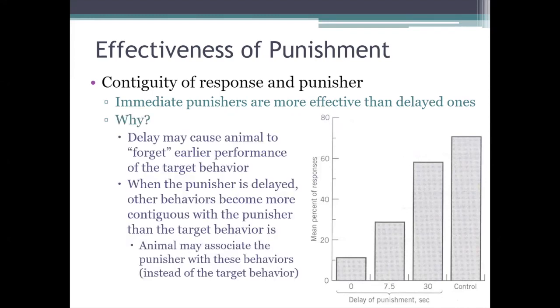And of course, that could be the case for a couple of reasons. For one thing, the animal could just sort of forget that it even performed the behavior that you're actually trying to punish. But for another thing, the animal is obviously going to be doing other stuff during the delay, right? It's going to perform other behaviors during the time that passes between the target behavior and the punisher. And since those other behaviors are going to wind up being more contiguous with the punisher, it could wind up being those behaviors that the animal learns to suppress instead.